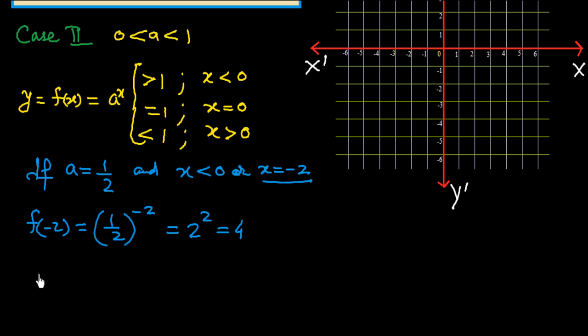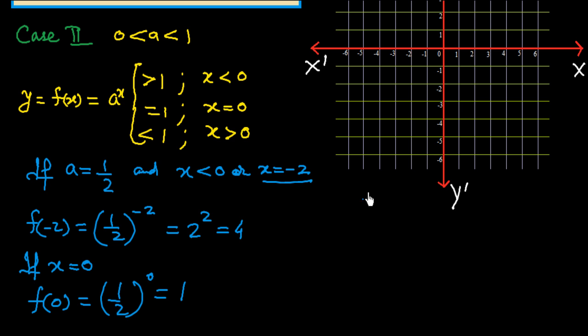This is 2 power 2, which is 4, so we are getting f at minus 2 as 4. Now if x is equal to 0, what do we get? F of 0 is 1 by 2 to the power 0, which is 1.